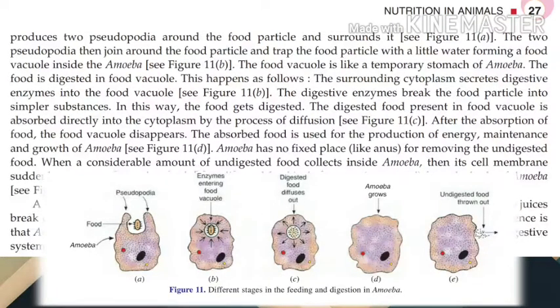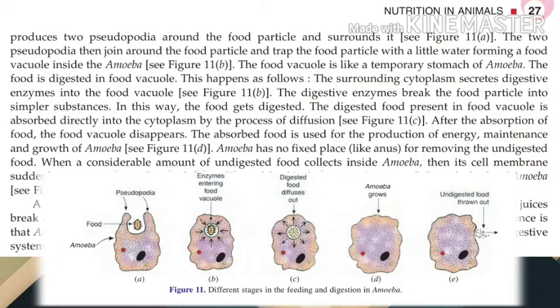Okay. Now, the digested food present in the food vacuole is absorbed directly into the cytoplasm by the process of diffusion. Look at figure 11c. The arrows coming out from the food vacuole indicate that food is being diffused out from the food vacuole into the cytoplasm. Understand? So up till here, the process of ingestion, digestion and absorption is over.